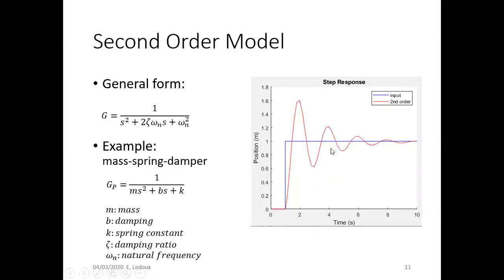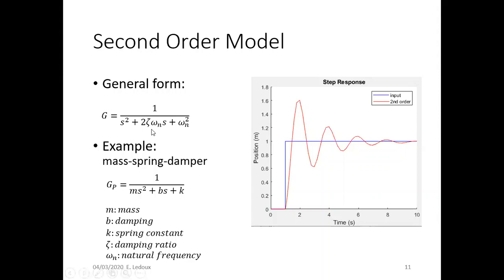Second order system can have oscillation. So this one, ms squared plus bs plus k, so that's the mass spring damper. It has to fit this form, s squared plus 2 times zeta omega n s plus omega n squared. Zeta is the damping ratio. That is a measure of kind of how much damping or like friction is in the system.